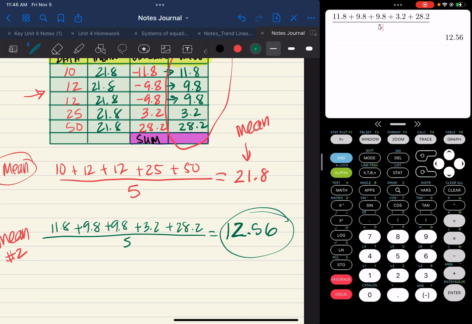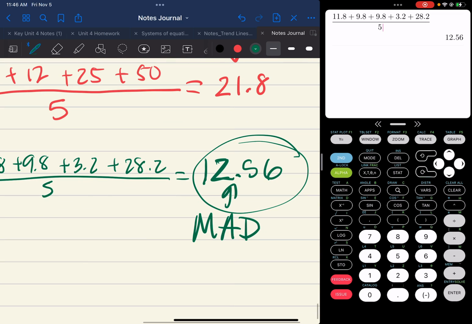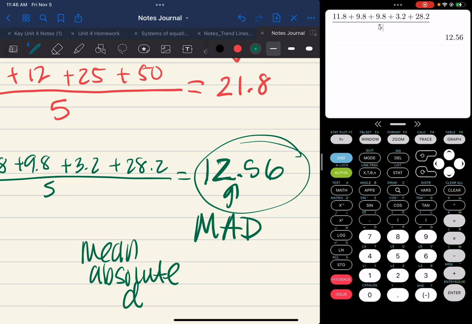This right here is what we call the MAD number. Taking the mean absolute deviation is a lot of steps. It would make me mad too, but it's called MAD because it stands for mean absolute deviation.